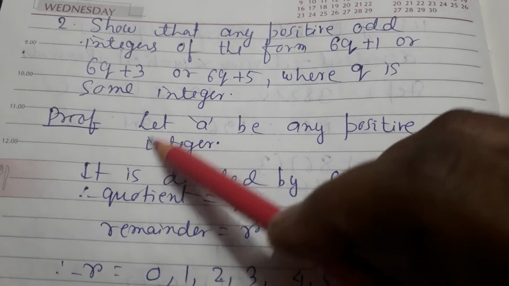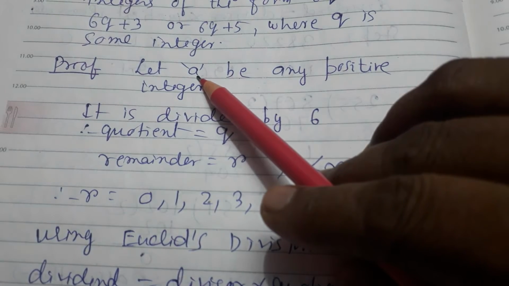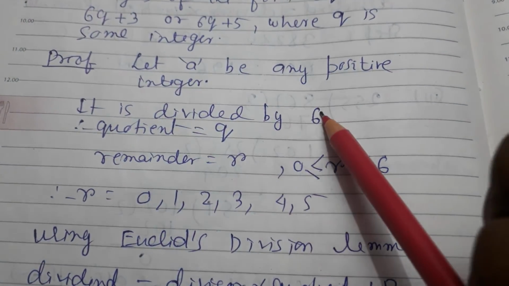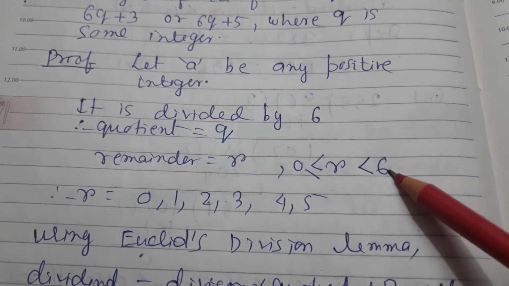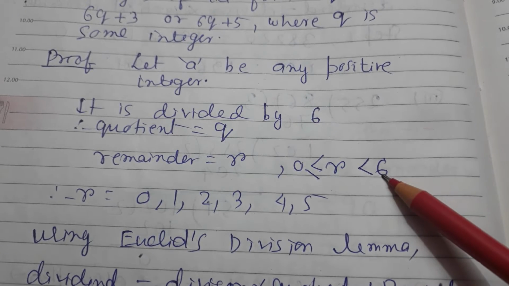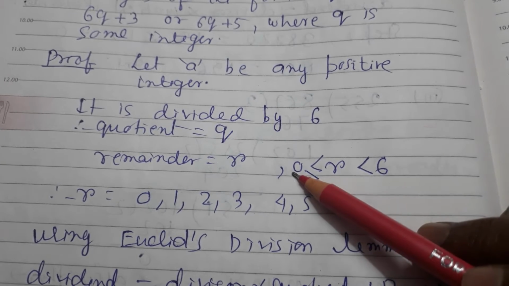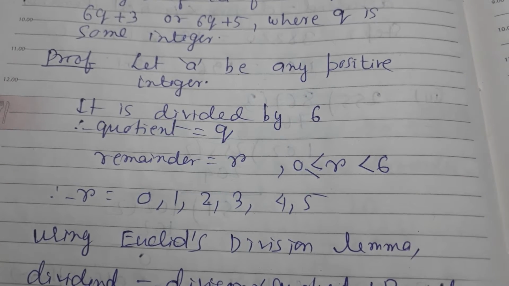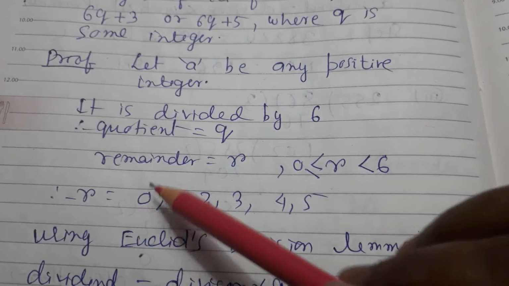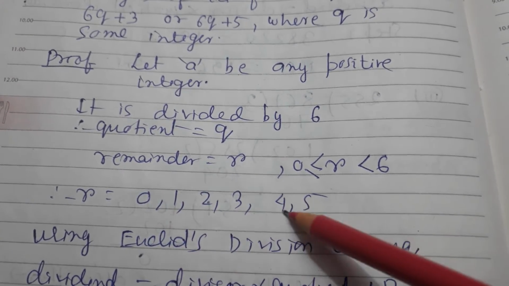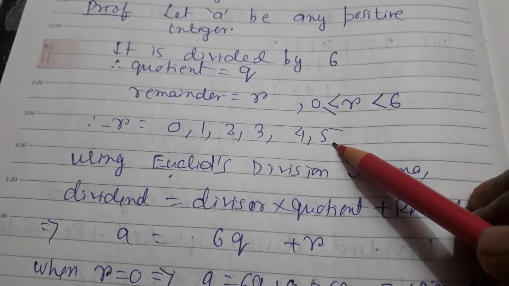Now listen to whatever I have done. Proof: let a be any positive integer. So it is divided by 6. So quotient equal to q and remainder equal to r. And r must be less than 6 because remainder is always less than divisor. Here divisor is 6 and r is greater than or equal to 0. So r, the remainder, may be 0, 1, 2, 3, 4, 5, because divisor is 6, so the remainder will be less than 6.